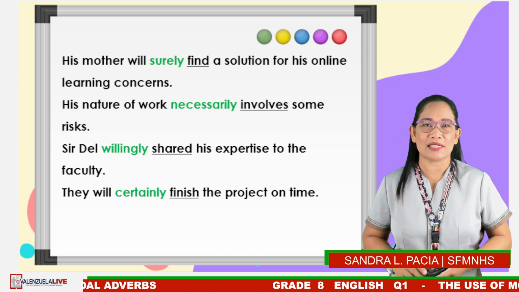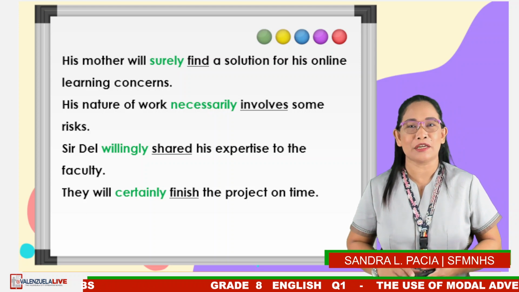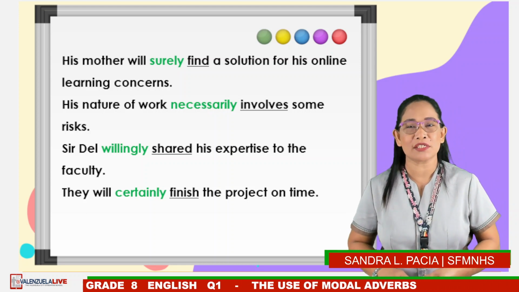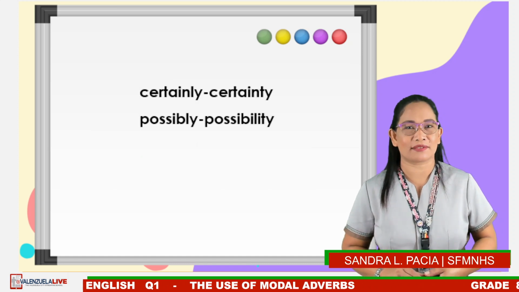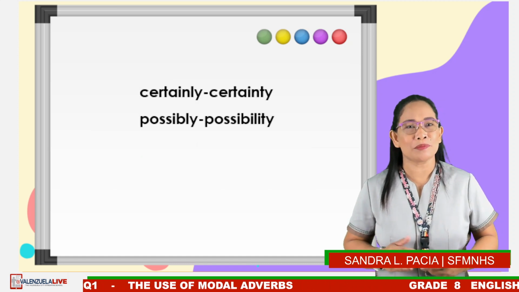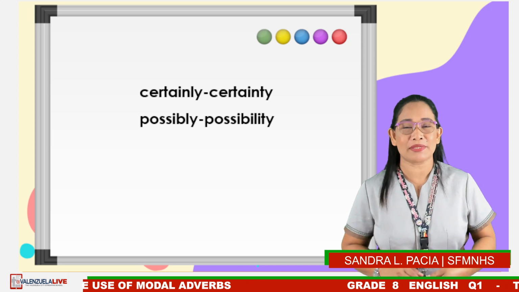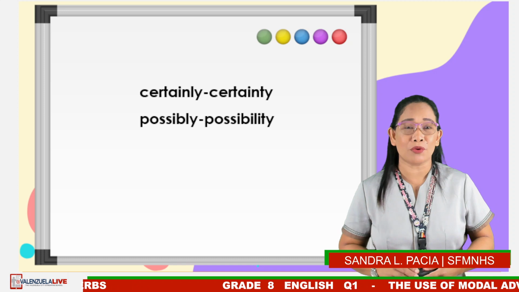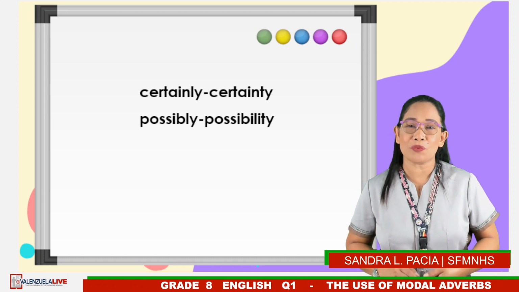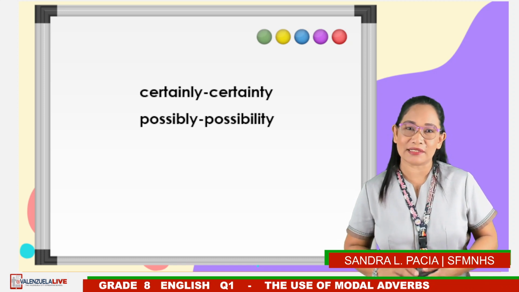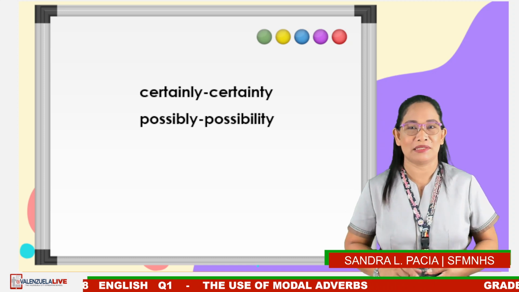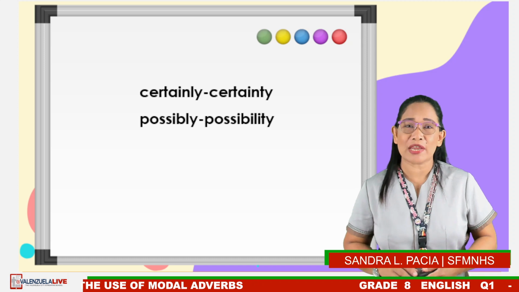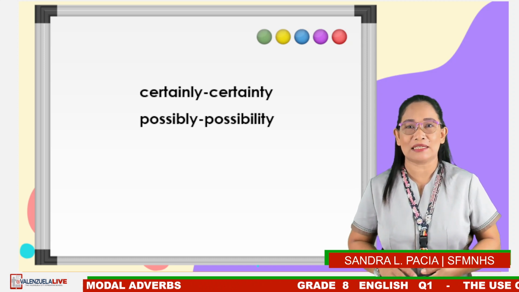If your answer is the highlighted words are the modals that describe verbs, adjectives, or other expressions, you are certainly correct. These modal adverbs modify or describe verbs and adjectives. Most modal adverbs have equivalent modal noun forms like the following: certainly, certainty; possibly, possibility. Modal adverbs also suggest a range of strong to weak modality.